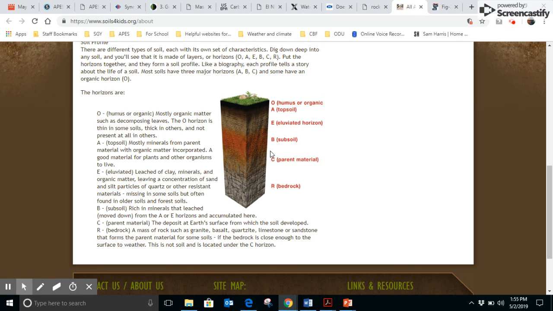So there you have it. B horizon is where you have accumulation of all the leaching from A and E. So that's important to know your soil horizon.